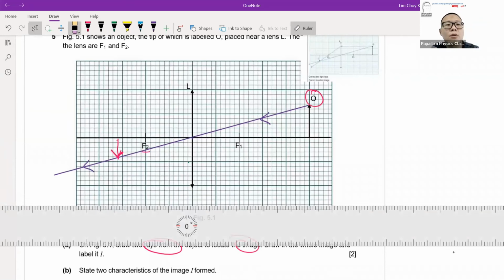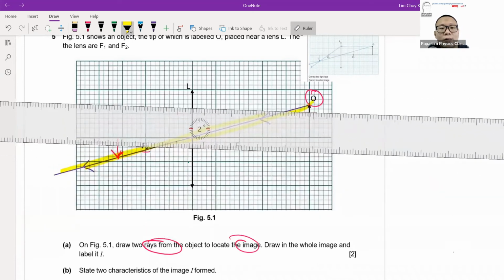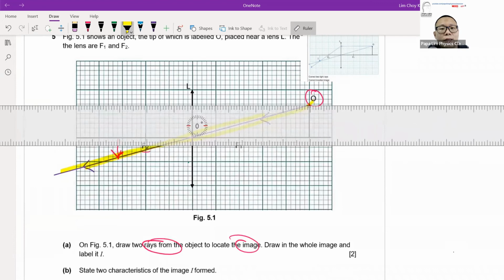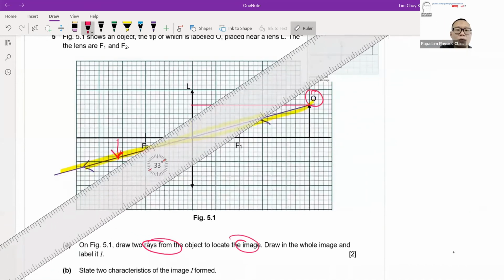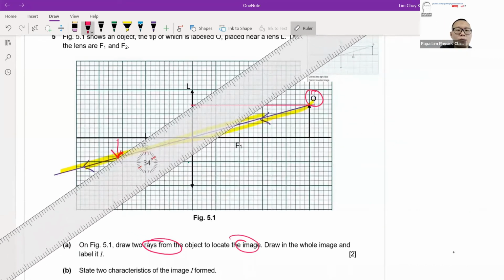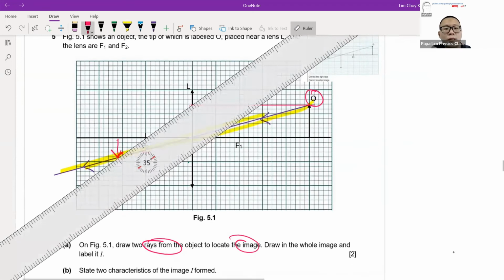The one I will always draw for sure is ray 1. Ray 1 I will always draw because ray 1 also allows me to locate the direction of the lens, or the location of the lens itself. Then after that you can draw ray 2. If not, you can draw ray 3. I'll leave it to you whether you want to draw ray 2 or ray 3. But I always have a good habit to draw the ray diagram.